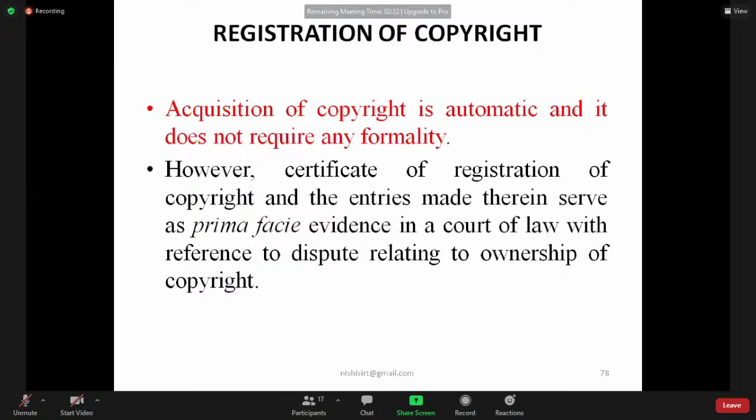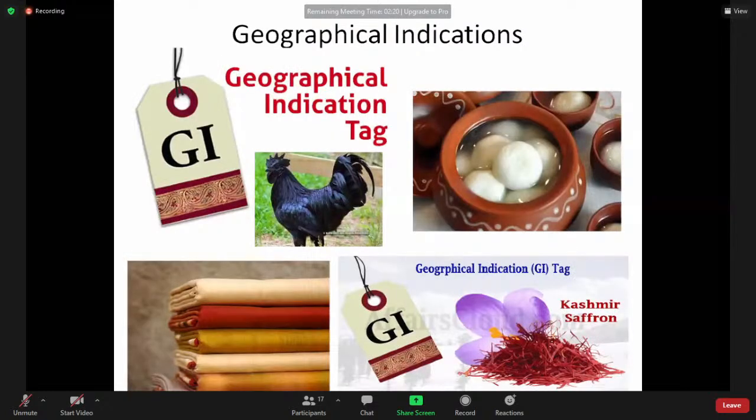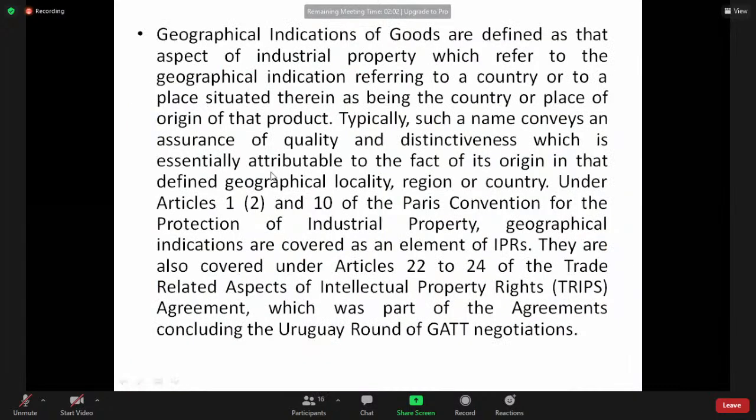Now I am coming to the geographical indication. You can see various things. There is the Chanderi sari, there is a chicken known as the Kadaknath, and of course the Rosagolla or Kashmir saffron. Such things, which have geographical associations, can also be registered, right?